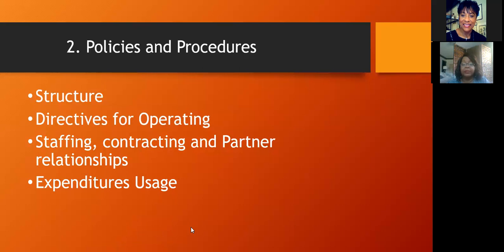We'll talk a little bit more about leveraging resources because that's something also that should be taken into consideration.